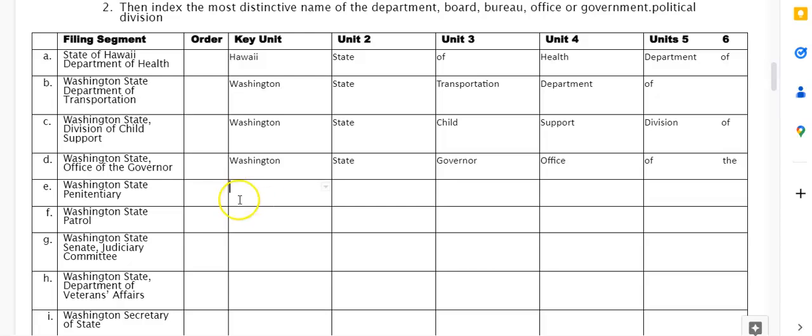Okay, for letter E, we have Washington State Penitentiary. So Washington is our key unit because that's the state name. State is Unit 2, and Penitentiary is Unit 3. Okay, we can do the same thing with Washington State Patrol.